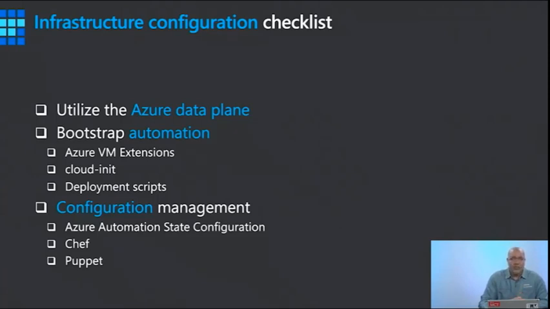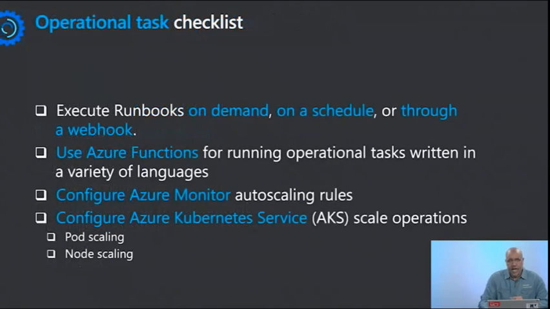Now let's walk through the operational task checklist. Operational tasks can include any action or activity you may perform while managing systems, system access, and processes. Some examples include rebooting servers, creating accounts, and shipping logs to a data store. Azure Automation provides an Azure-hosted platform for hosting and running PowerShell and Python code across Azure, non-Azure cloud, and on-premises environments. PowerShell and Python code is stored in the Azure Automation runbook.